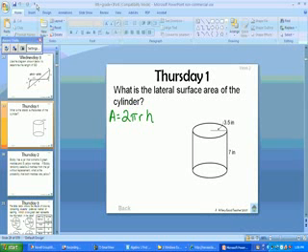The formula to find lateral surface area is 2 pi r h. All right. What does the r stand for? The radius. So that's going to be this right here. What does the h stand for? The height.